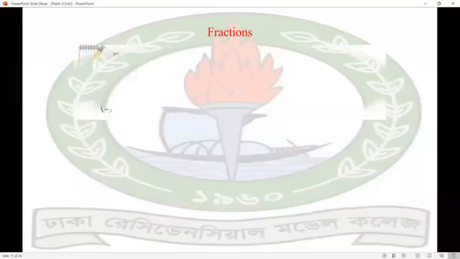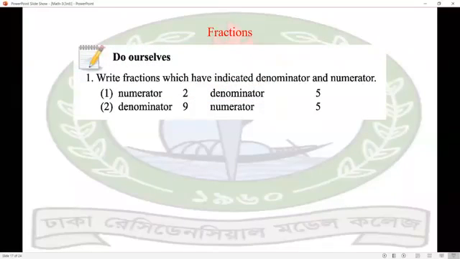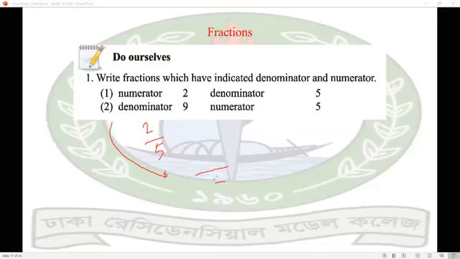So in the next math, write a fraction which has the indicated numerator and denominator. In number 1, numerator 2 and denominator 5. So 2 will be above the fraction line and 5 will be below the fraction line, as the denominator. In this way you can solve it. We can write for number 1, 2 by 5. For number 2, 9 will be the lower part and 5 will be the upper part. In this way we can make our fractions.